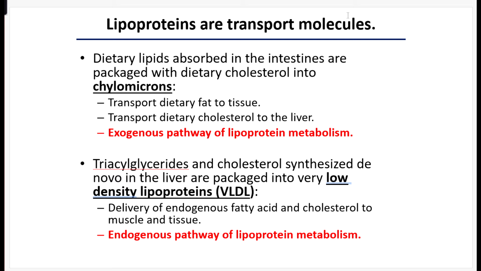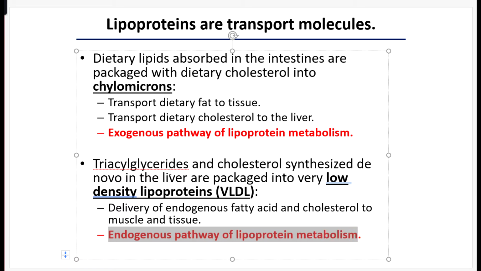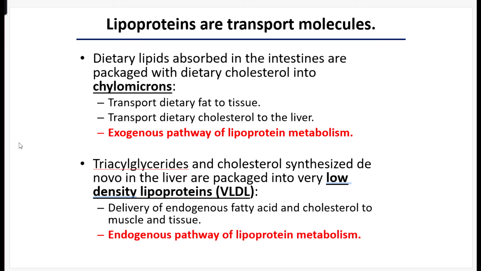As I mentioned, lipoproteins are transport molecules. They facilitate transport of lipids via the exogenous pathway, the transportation of dietary lipids, or the endogenous pathway, the transportation of stored fatty acids from adipose tissue. The chylomicron is the lipoprotein that transports dietary fat into tissue or to the liver. It takes fat absorbed from the intestinal lining, packages it with cholesterol to form a chylomicron, and then either delivers it to tissue that can use fatty acids or delivers it to the liver.